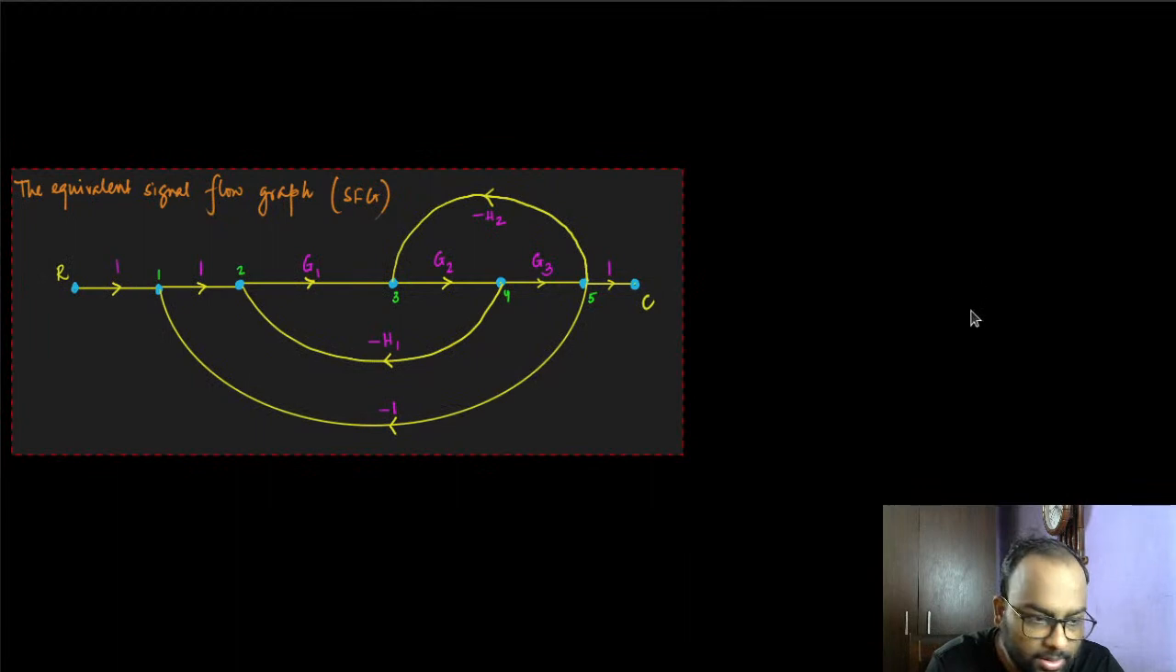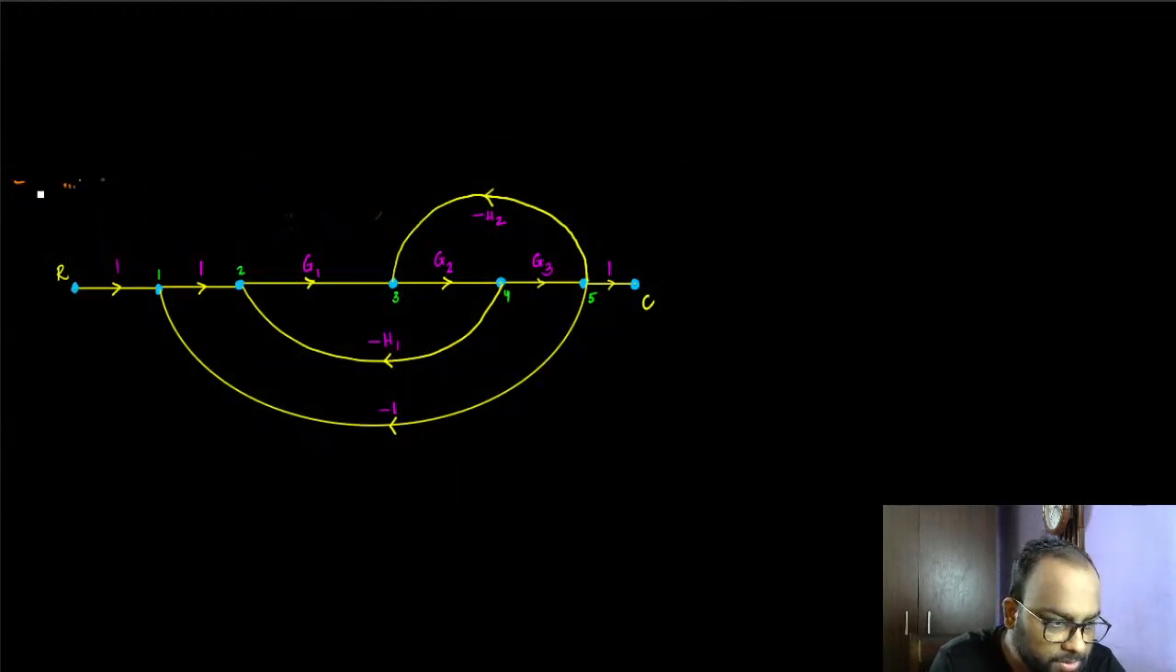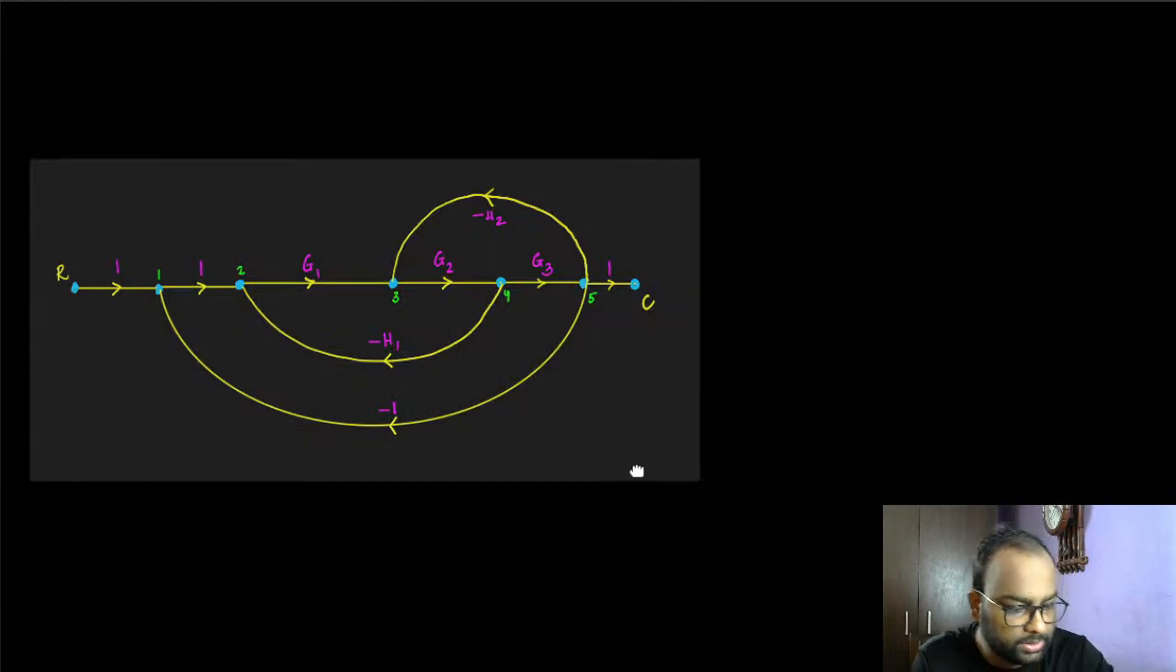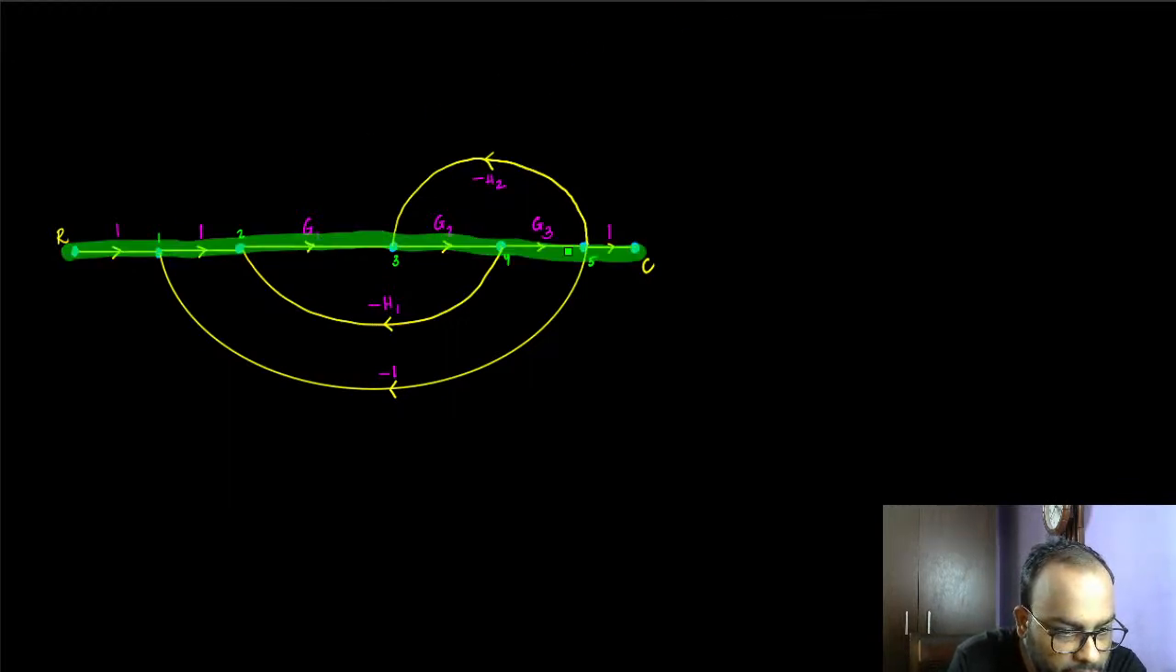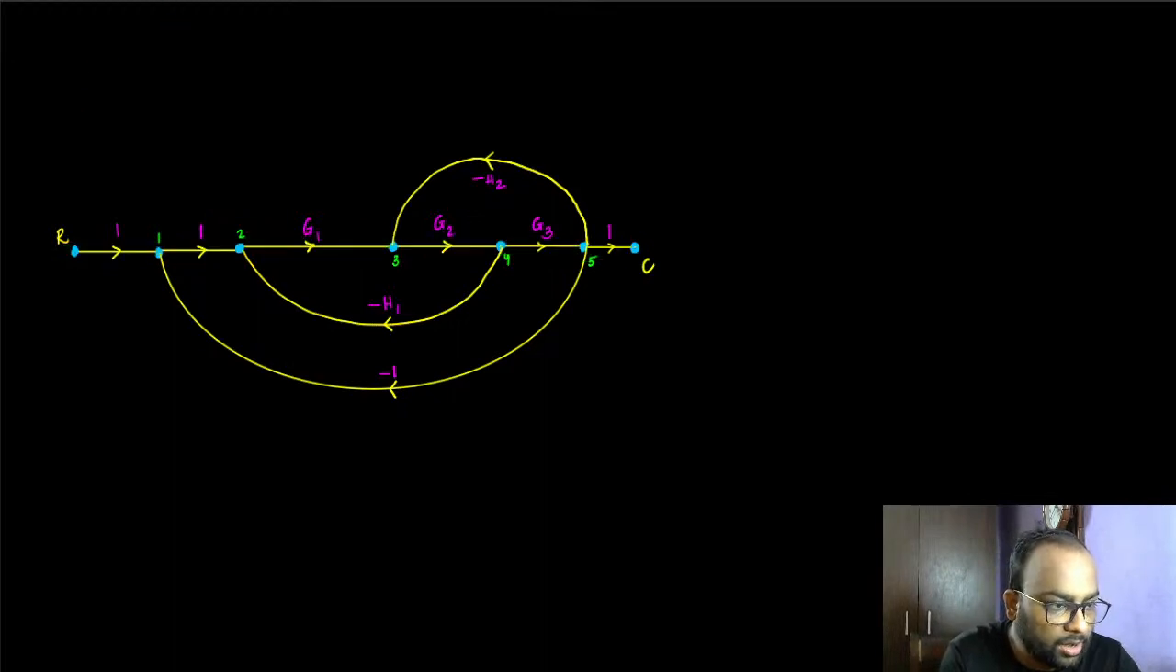Is it visible? Of course, I think it's visible. All right, so what is the forward path? In fact, there is just a single forward path in this whole thing, and that's this. This is the single forward path.